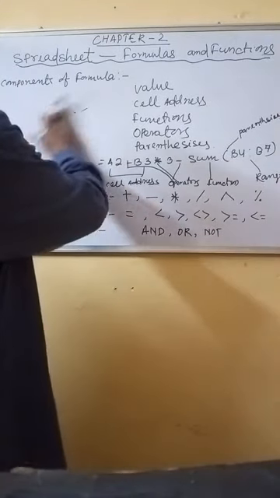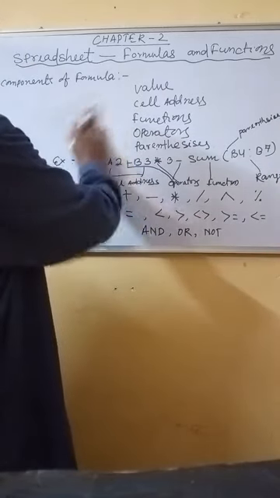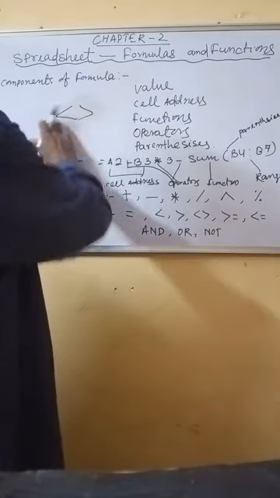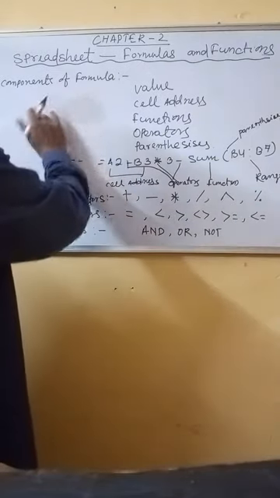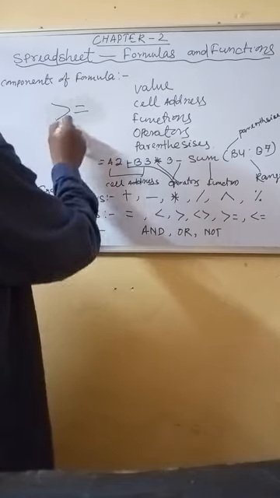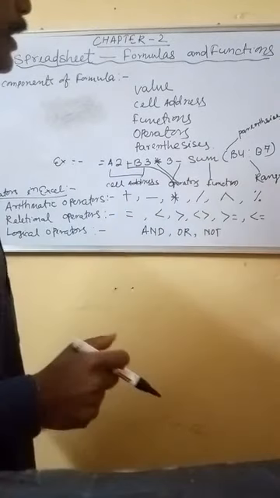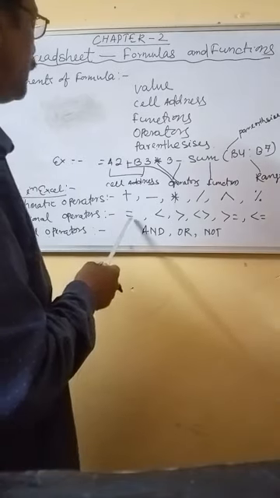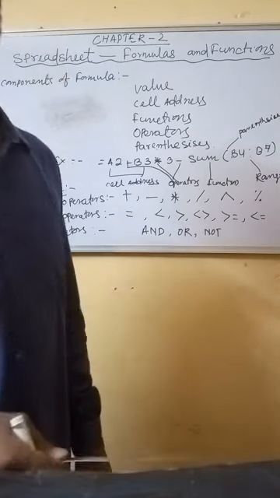So these are the relational operators: equals, greater than, less than, not equals to. In mathematics we write not equals in a different way, but that is not allowed here; here you have to write it like this. Similarly, greater than equals to, which you write in mathematics in another manner, is not allowed here. Here you write greater than equals to and less than equals to like this. So there are 6 relational operators: equals to, less than, greater than, not equals to, greater than equals to, less than equals to.